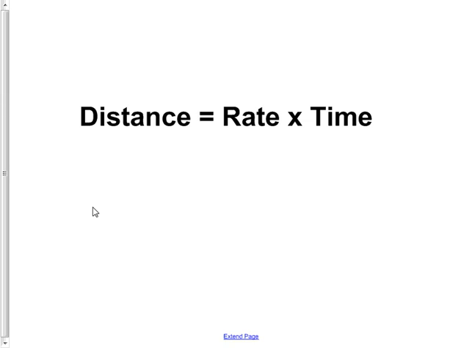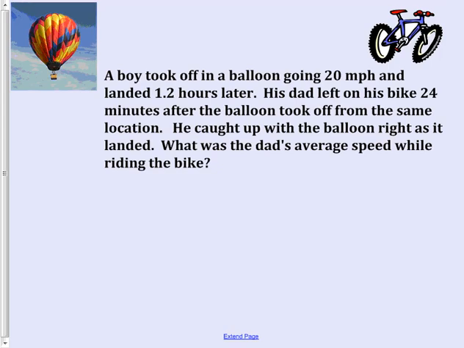Okay, these problems are all about distance equals rate times time. And here is a typical one. A boy took off in a balloon going 20 miles an hour and landed 1.2 hours later. His dad left on a bike 24 minutes after the balloon took off from the same location. He caught up with the balloon right as it landed. What was the dad's average speed while riding the bike?